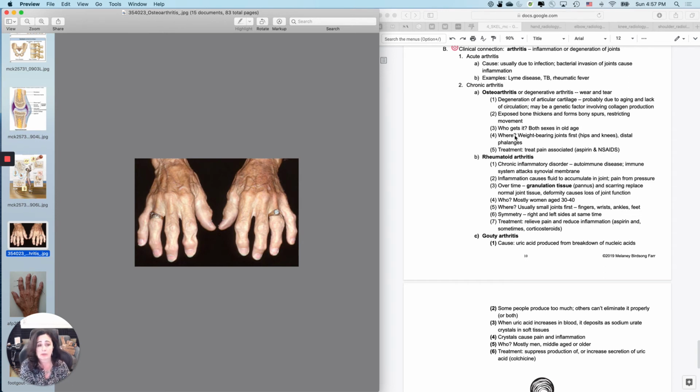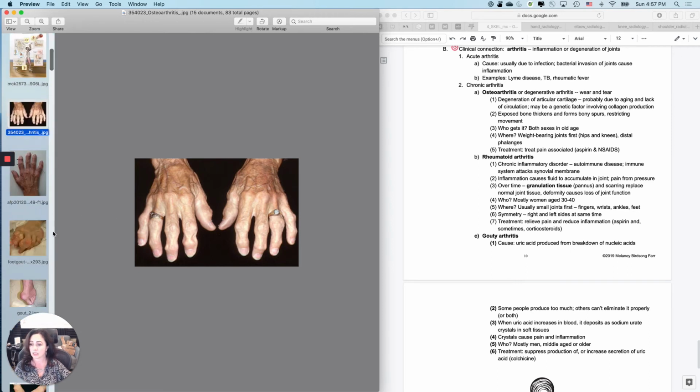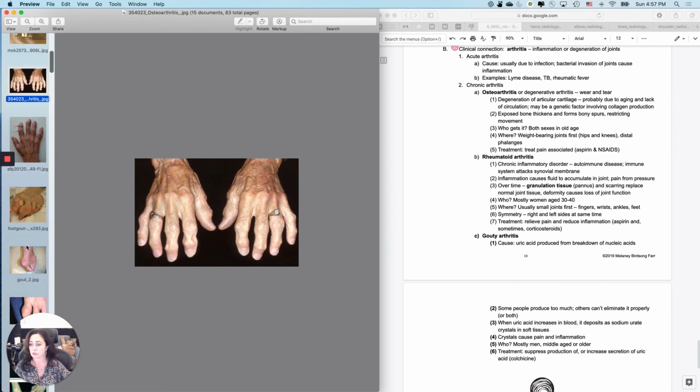Usually they start out with over-the-counter medications like aspirin and nonsteroidal anti-inflammatory drugs. Later on you can get prescription strengths of those things, but there's not a whole heck of a lot that you can do for it other than that. Okay, so let's get into a more serious one. More serious one is rheumatoid arthritis.